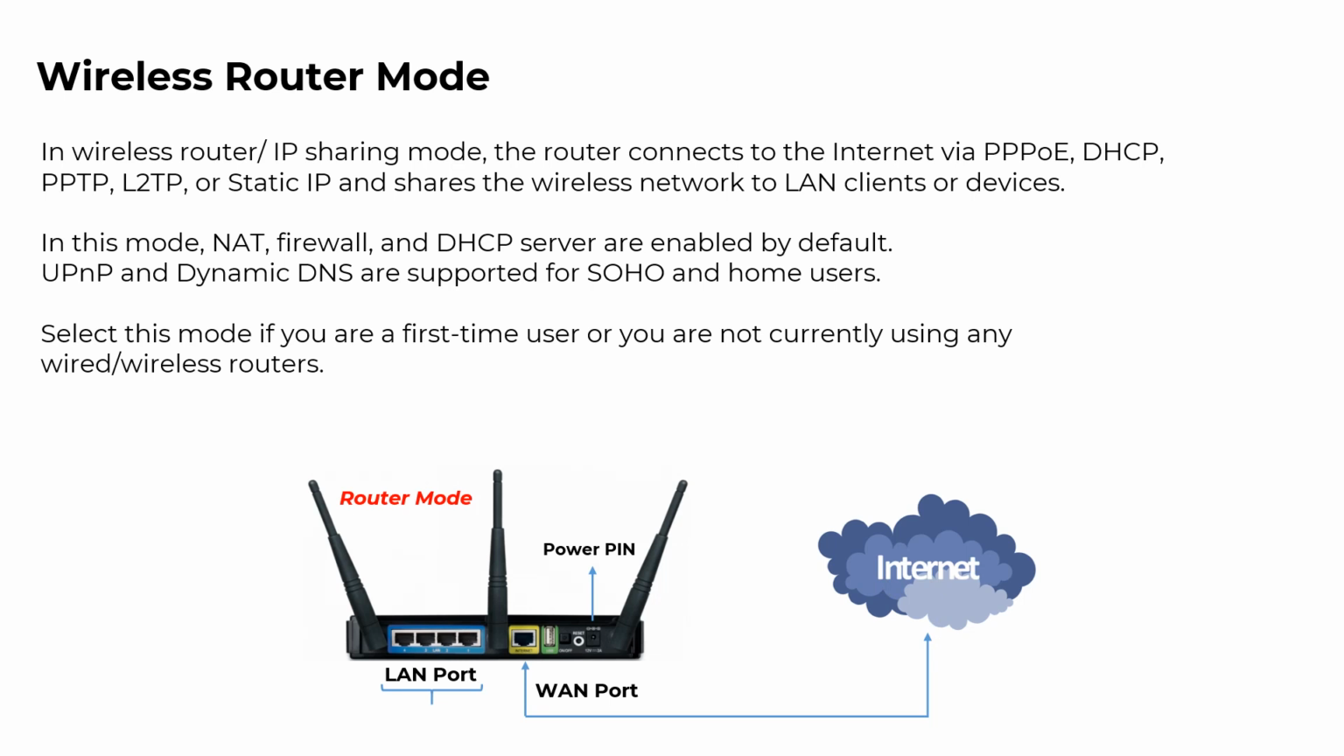So what type of configuration parameter do you require in the router mode? In this mode, the wireless router or the IP sharing mode, the router connects to the internet via PPPoE, DHCP, PPTP, L2TP or static IP and shares the wireless network to LAN clients or devices. Okay, so this PPPoE or the dynamic host configuration protocol, the DHCP IP address, or L2TP or the static IP.